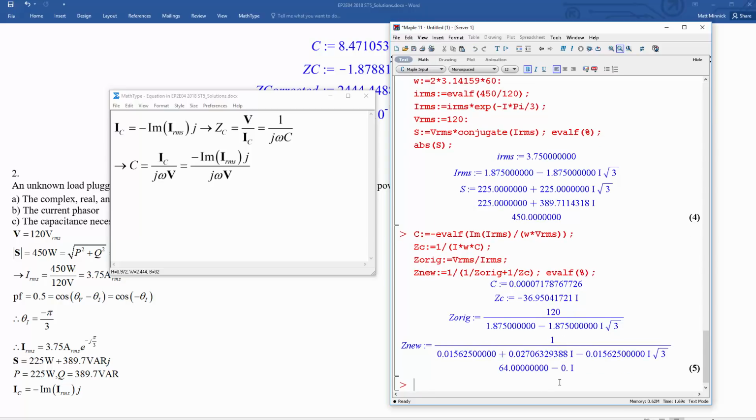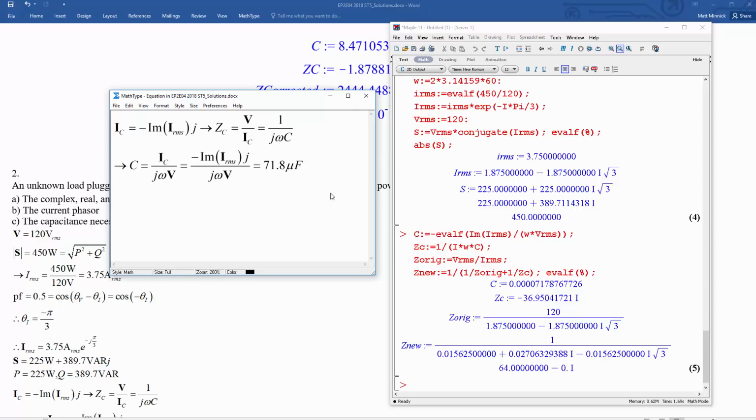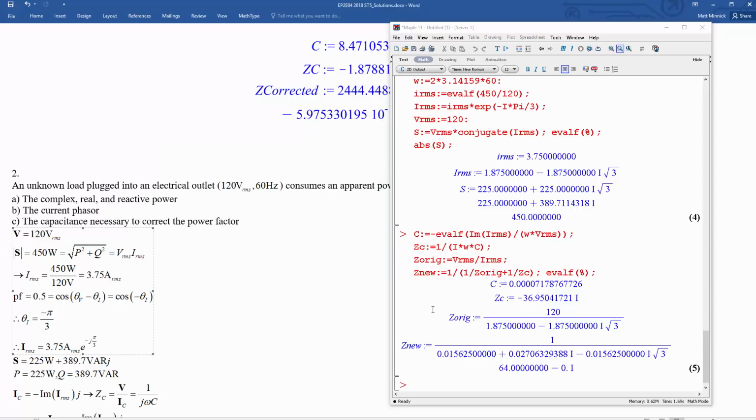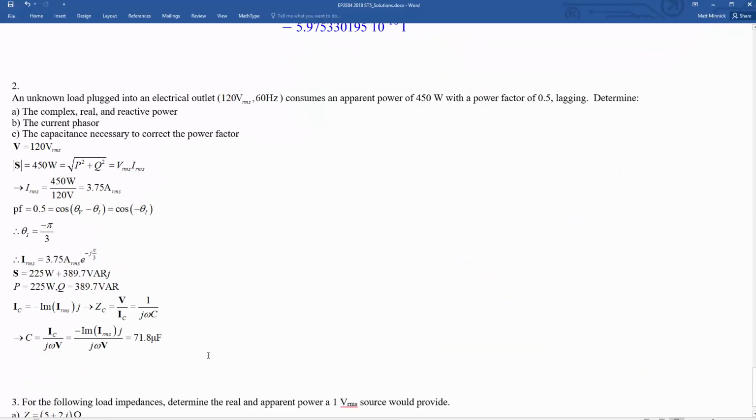And if we work out what that is, indeed, we have no imaginary component. So it worked. Okay, so again, we ended up with 71.8 microfarads, and confirmed that that actually does correct the power factor by bringing the load to be completely real.